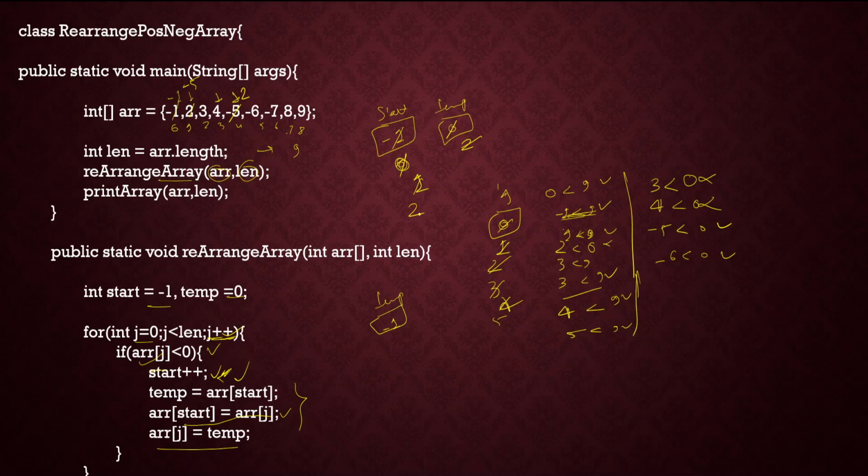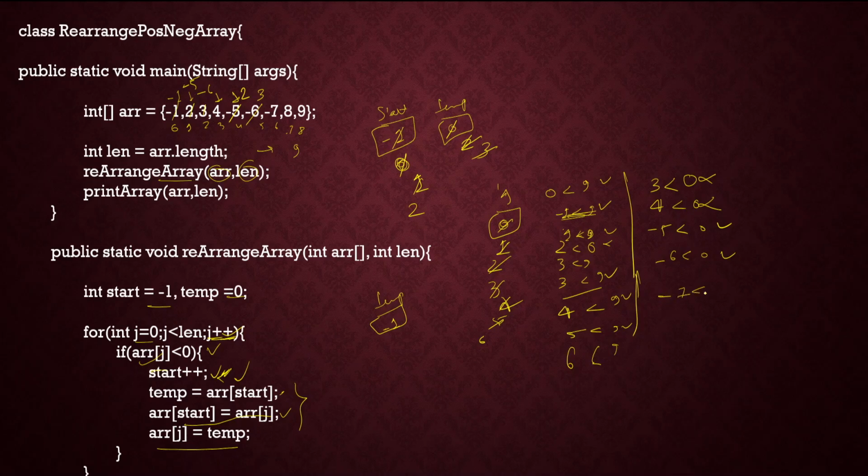Now start has been incremented to 2. Now the value at 2 is 3. It will come to index 5, and the value -6 will be placed over here. Okay, 3 again will be placed over here. Post this, j will again be incremented to 6. 6 is less than 9. It is correct. The value at 6 is -7.